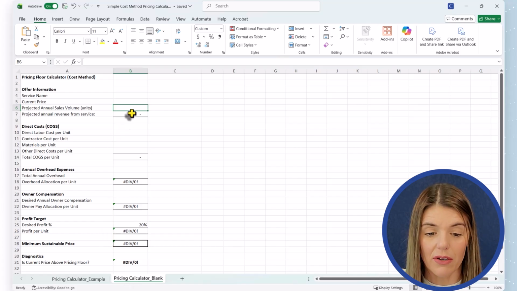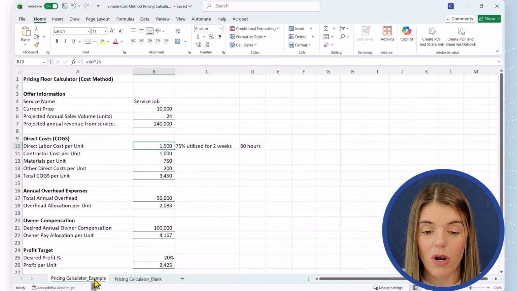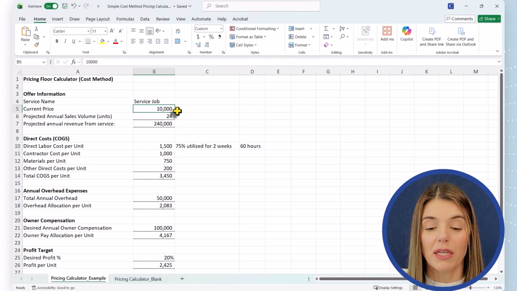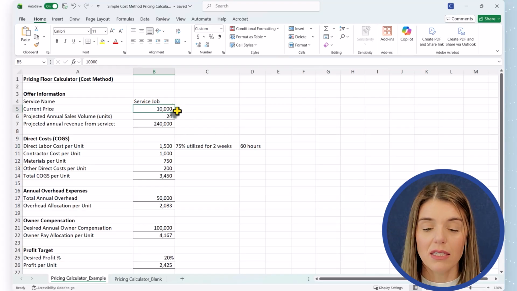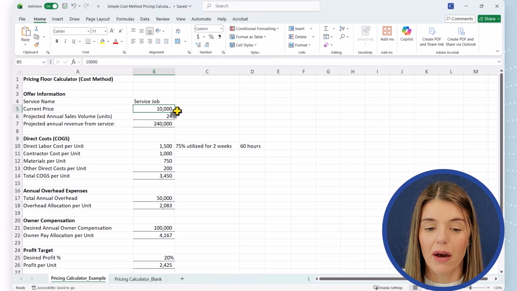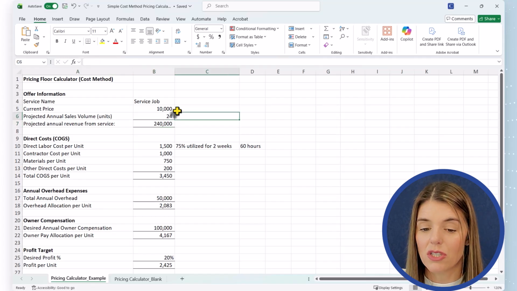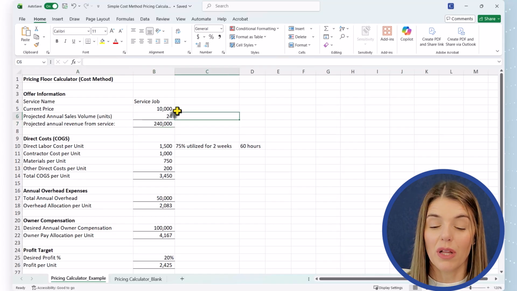So I have a blank calculator here for you, so you can fill out your own, but I'm going to walk through this example. We're going to take an example of a small painting company, okay? They typically take on jobs that are about $10,000. This is the current price of their job, and they can take 24 jobs per year. So this is the current price and then the projected annual sales volume. And then this is the projected annual revenue from this service, okay? This is just to say, hey, we can basically take on a new client every 2 weeks.